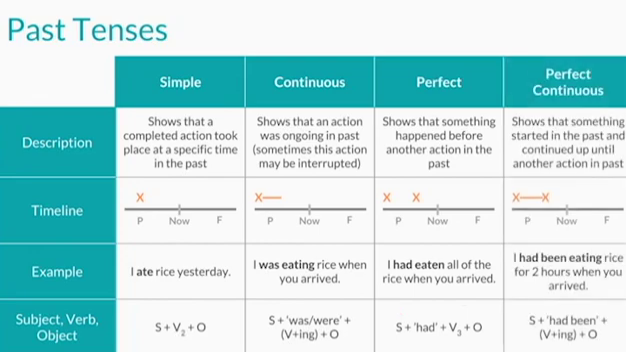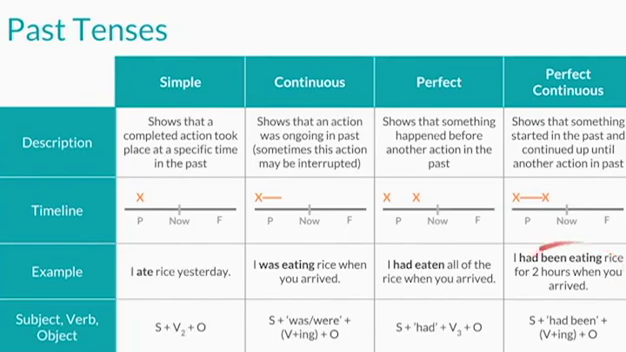Next, we have the past perfect continuous tense. Now, we use this tense to show that some event started in the past, and this action continued for some time, until another action happened in the past. So let's look at our timeline here. We have the first action. The first action started in the past. It continued for some time until another action happened.